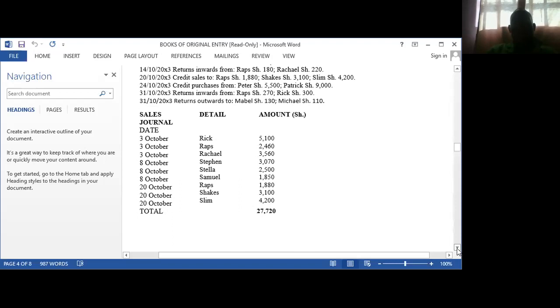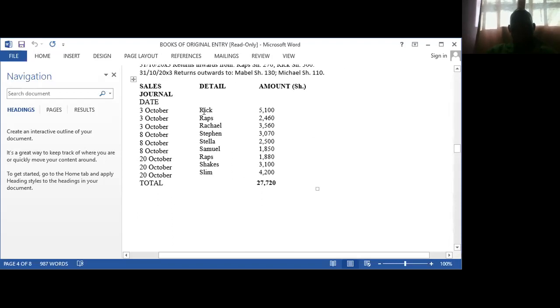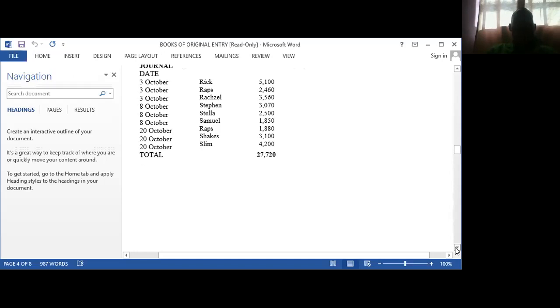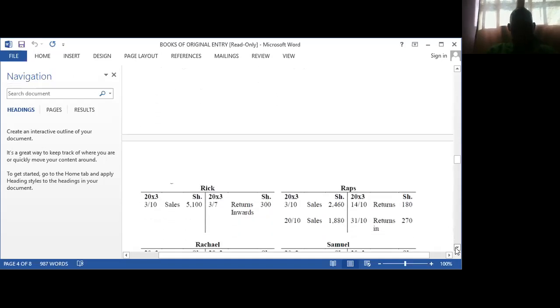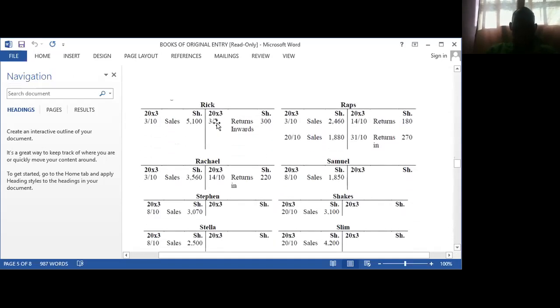If you are told now to prepare the ledger accounts, you open the ledger for Rick, Raps, Raphael, and all of them. Someone like Raps appears twice, so you record it twice like that. Remember, all these are debtors, so the ledger accounts are going to be debited by sales. You record it like that, up to the point whereby you have finished all of them.